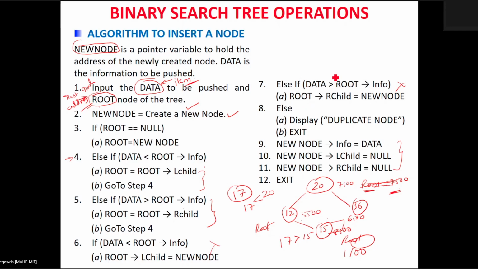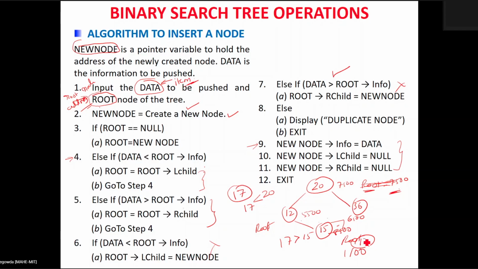So if this condition is true, now what we are going to do is modify the value. Root points to R child, this one, is equal to new node. The new node address is 100. That is going to be stored in the link field of the 15 here. Then after that you are coming to the step here, step number 9, 10 and 11.